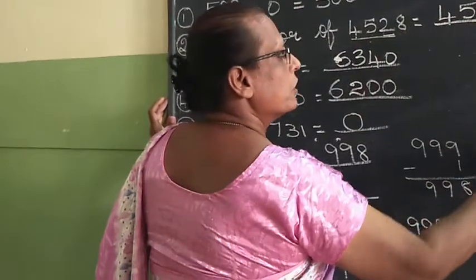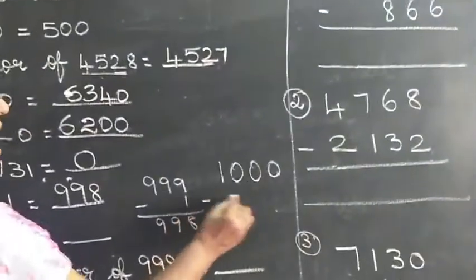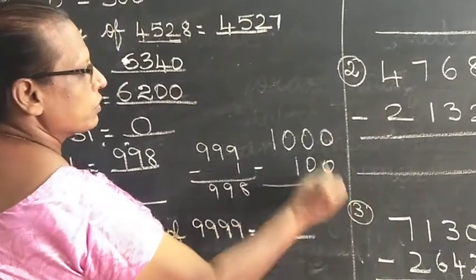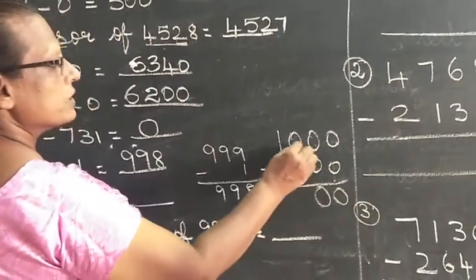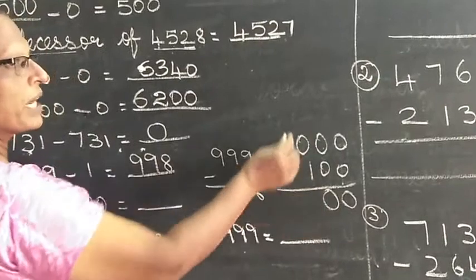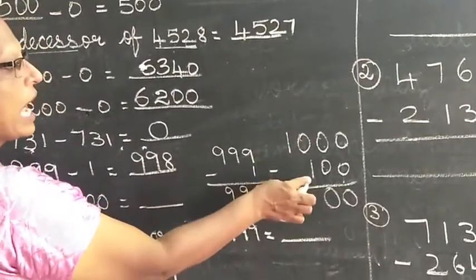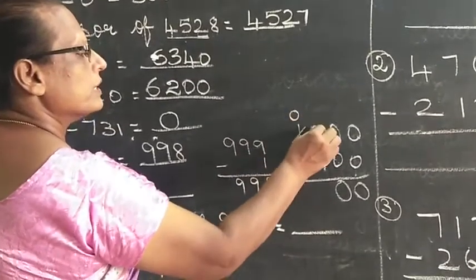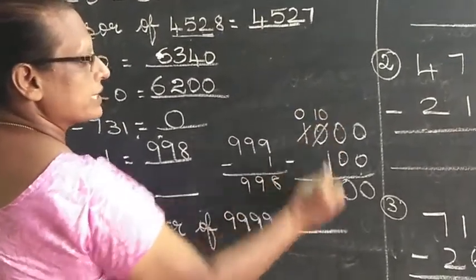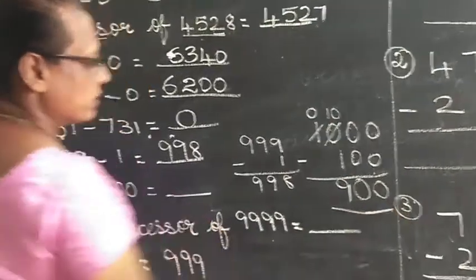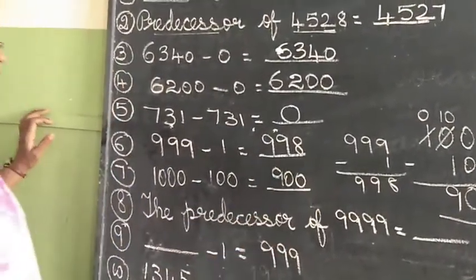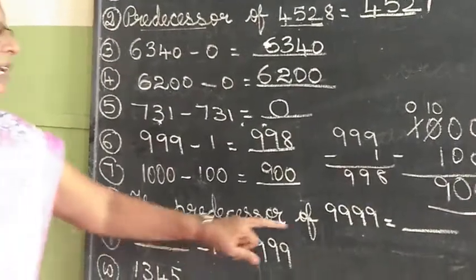So what can you do? 1000 minus 100. 0 minus 0 is 0, 0 minus 0 is 0. 0 minus 1, can you subtract, children? Here 0 and here 1. Can you count? No. So what you have to do? You have to borrow. So this 0 will become 10. So what's the answer, children? 9. So 900 will come. Okay.